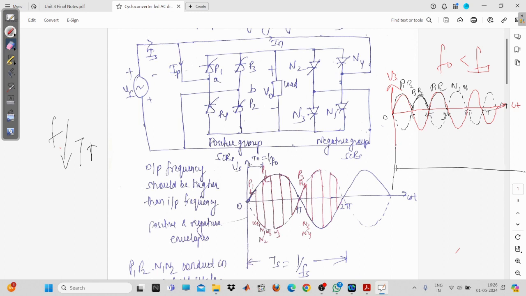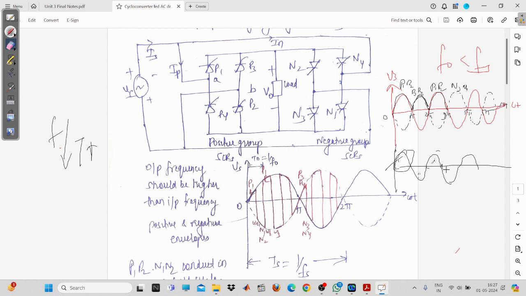Now you can see here, we are drawing the source supply voltage. I think I have not drawn the proper supply voltage. Just give me a moment. Okay, this one is right. So during a positive half, P1, P2, N1, N2. During negative half, P3, P4, N3, N4. During a positive half, P1, P2, N1, N2. Negative half, P3, P4, N3, N4.